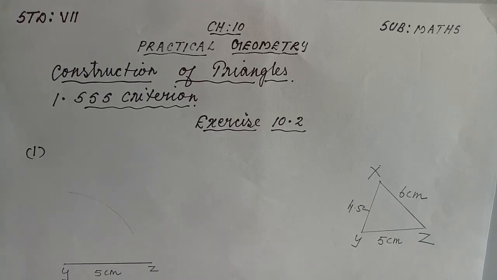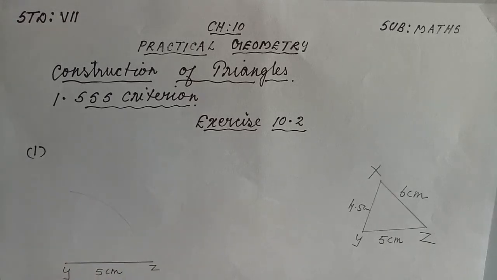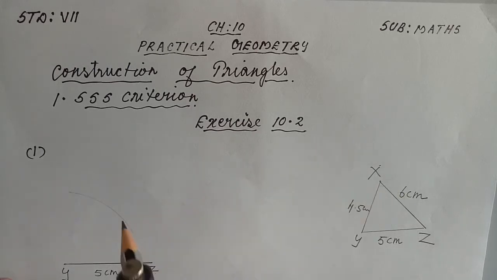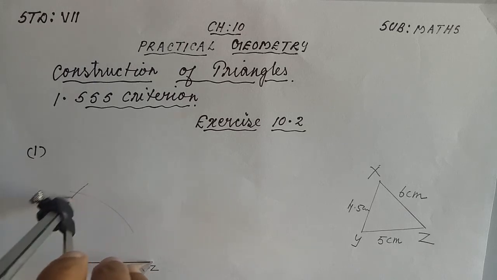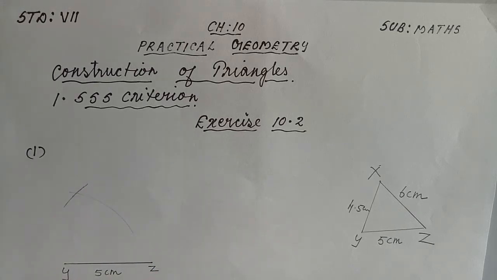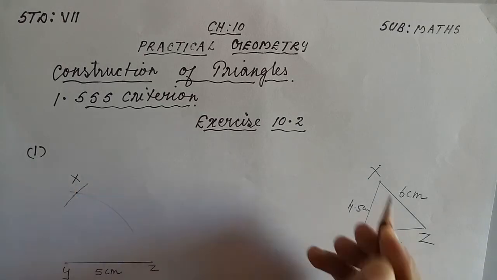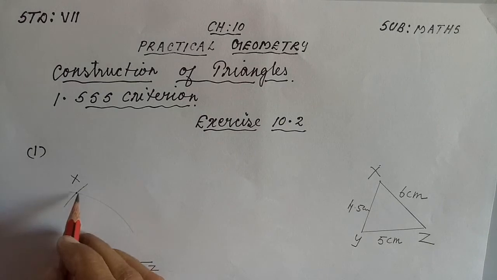This is 4.5. Now, next, how much do you have to take? 6 centimeter. With center Z, draw another arc of a circle so that it will intersect the previous arc at one point. So 6 centimeter taken, keep at the point Z and draw another arc so that it intersects the previous arc at one point. See the point here? This is the point. We can name it X. So this is 4.5, here it is 6.